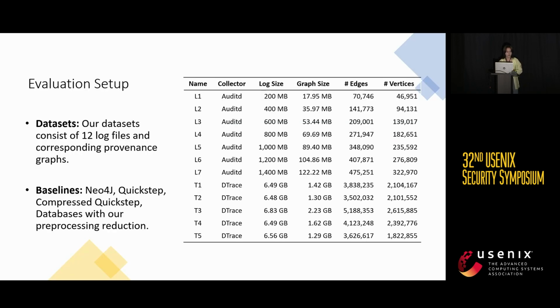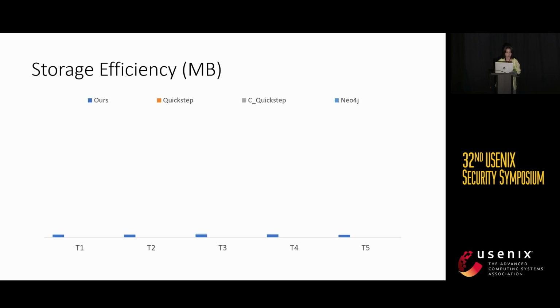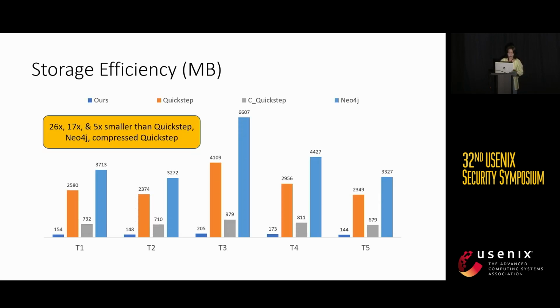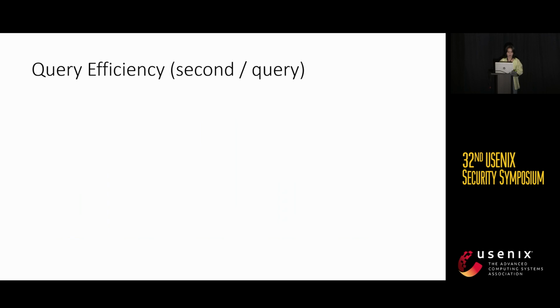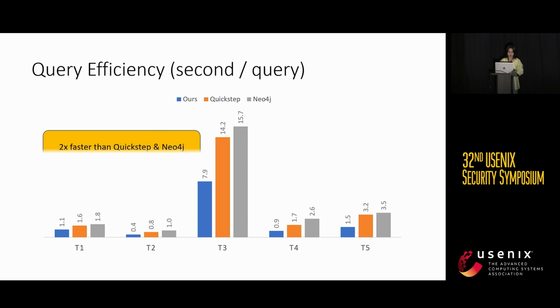We evaluate our system on 12 datasets as well as the corresponding provenance graphs. We also compare our system with a graph database Neo4j, a relational database Quickstep, and compressed Quickstep, as well as the databases with our preprocessing reduction rules. In terms of the storage efficiency results, we find that our system could be 26 times, 17 times, and 5 times smaller than the existing systems. And when comparing the query efficiency, we find that our system could be 2 times faster than the existing systems.